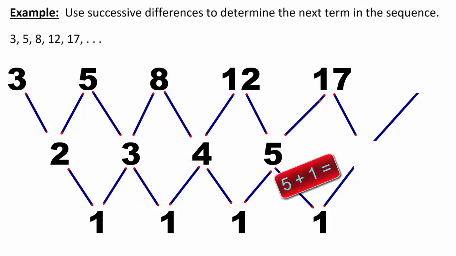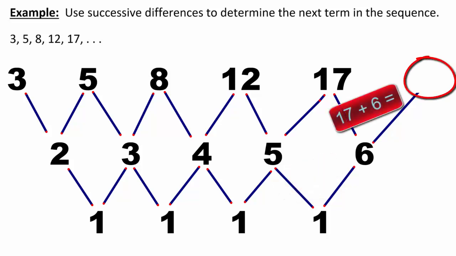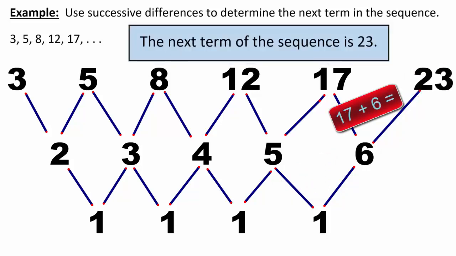So 5 plus 1 is 6. Now we do the same thing for the number that's missing up here, which is our answer to our problem. 17 plus 6 is 23. The next term in our sequence is 23.